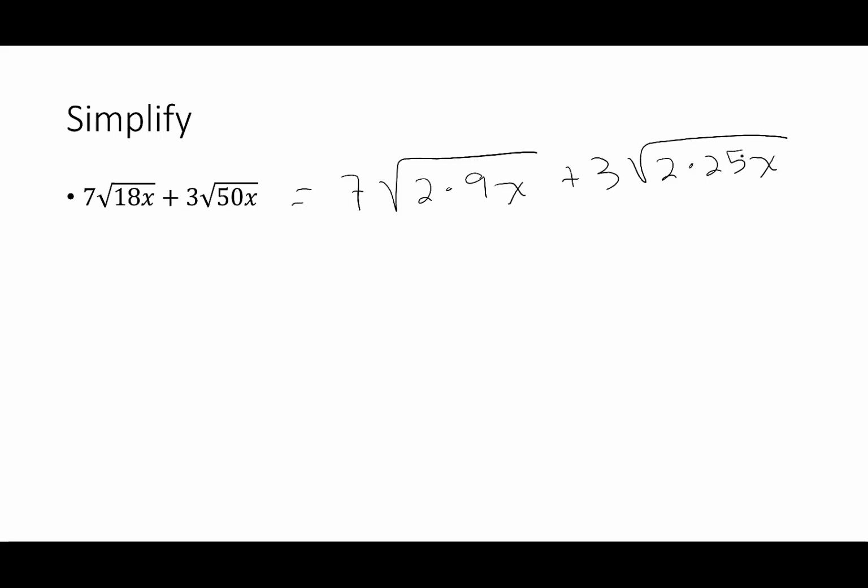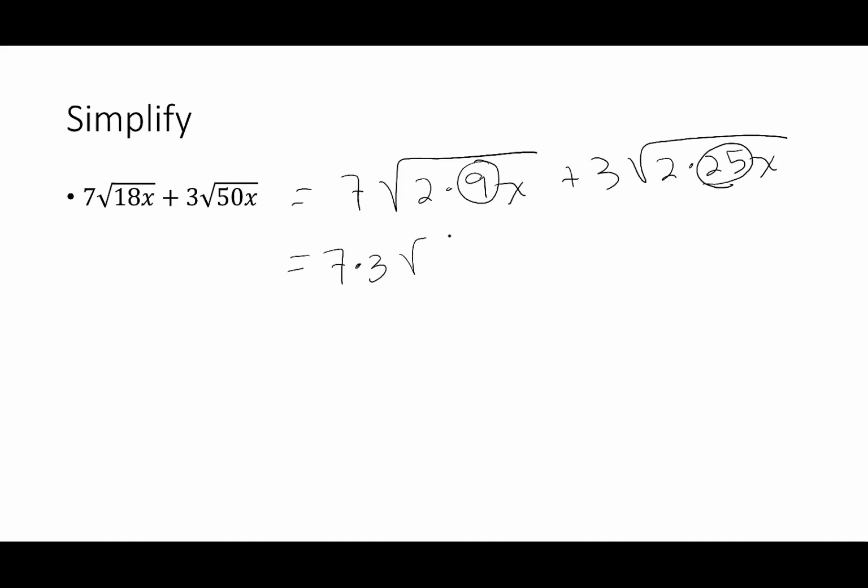So let's look at this 7 square root of 18x plus 3 square root of 50x. I'm going to say this is 7, and instead of 18, let's write it as 2 times 9x. And then let's do the same thing. Let's look at the 3 square root of 50x and think that 50 looks like 2 times 25x. This really reveals those hidden square roots of 9 and 25.